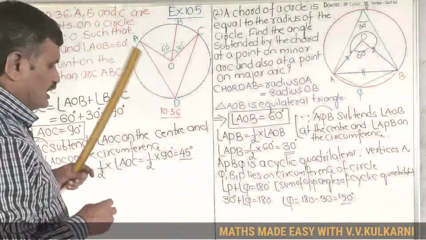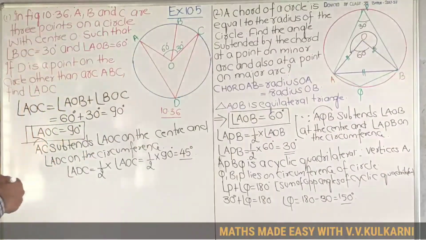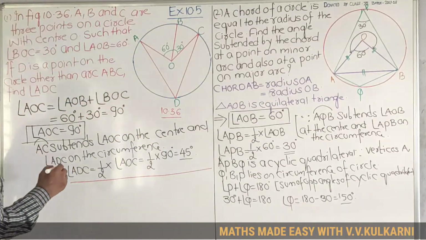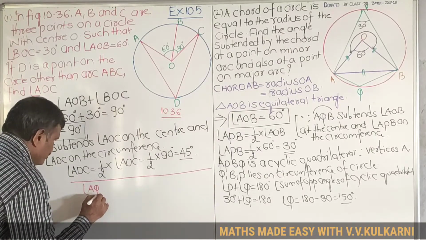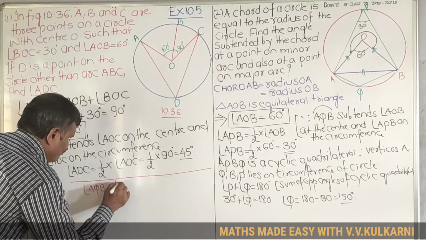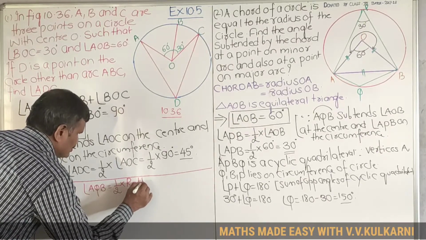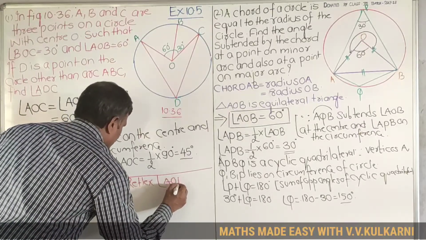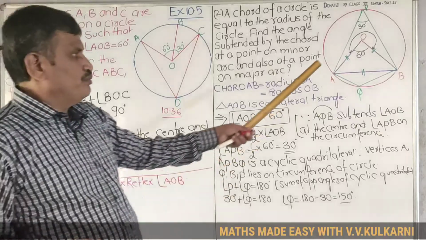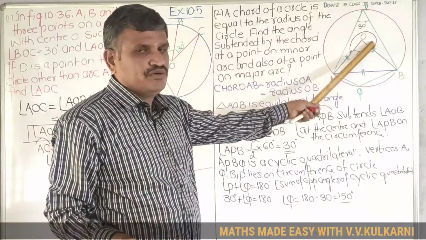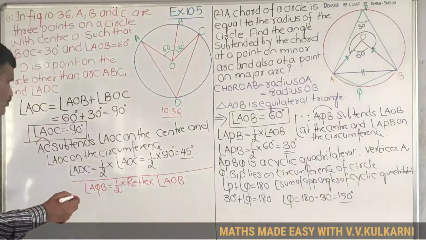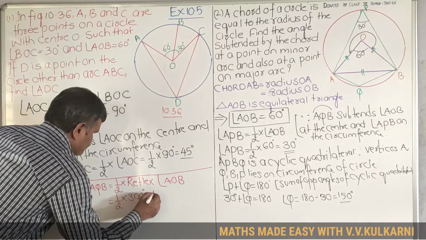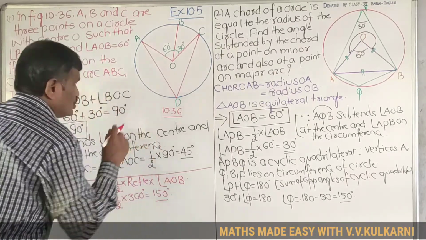If you are interested, I can just give you an idea of the second method. The second method is like this. In the exam, you just take any one method out of it. What you can say is angle AQB is equal to half of reflex angle AOB. See here, AOB is 60, reflex of AOB will be equal to 300. So half of reflex of AOB is half into 300 and that is equal to how much? 150. So this can also be a way.